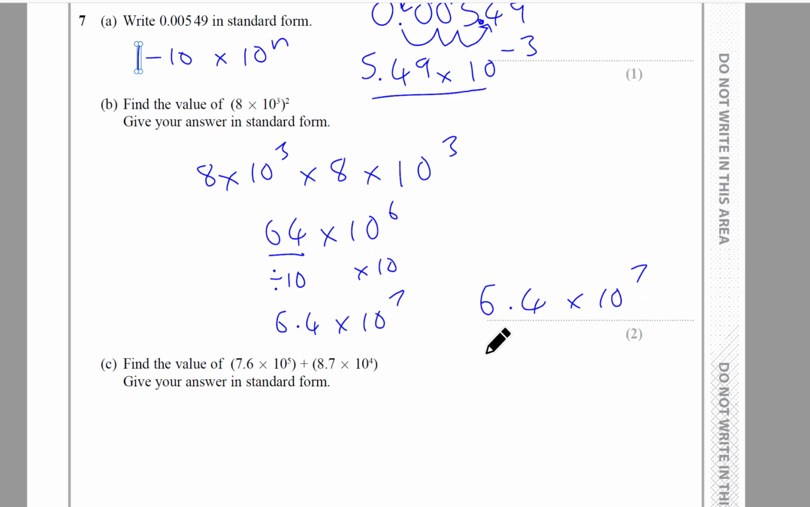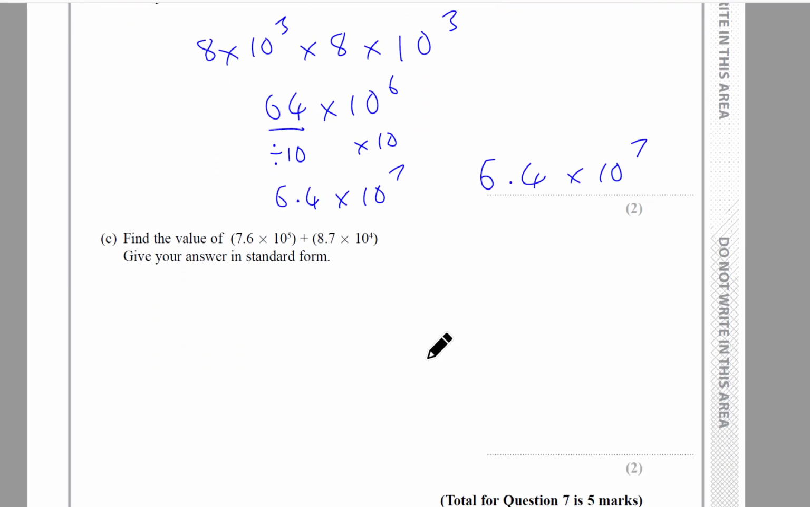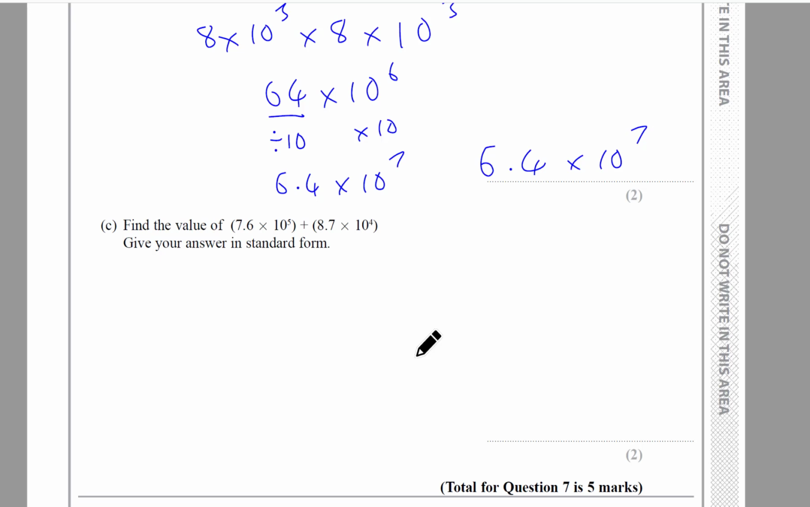And you'll be surprised, a lot of people do lose a mark here. We're adding in standard form. Well, the easiest way to do this is just to convert it to real numbers, add it together and convert it back. So 7.6 times 10 to the power of 5. Well, 76 will be times 10. That's 10 squared, 10 cubed, 10 to the power of 4, 10 to the power of 5. 10, 100, 1000, 10,000, 100,000.